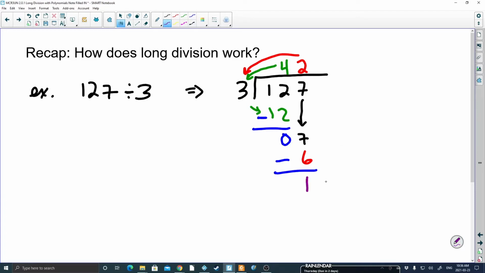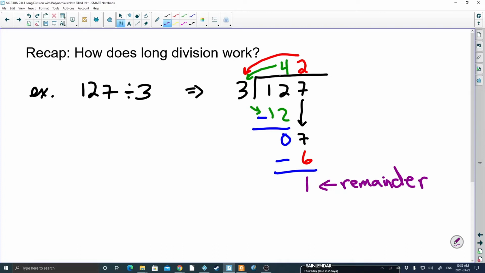Okay, now that 1, we could continue this process, and in elementary school when you learned about long division, you would have put a decimal here and you would have continued, but we're going to stop here because when we get into our polynomial long division, once we get to this number is usually when we stop, and this number is called the remainder. Probably should spell that right.